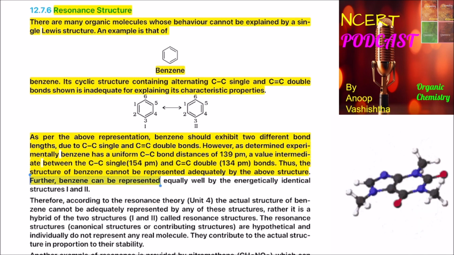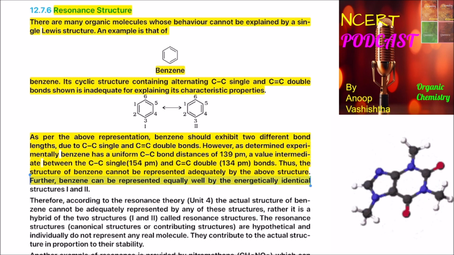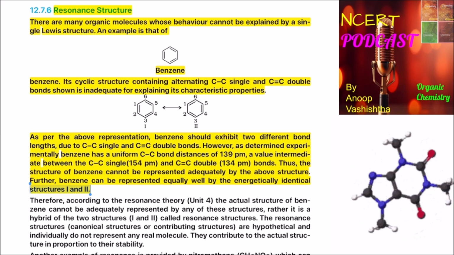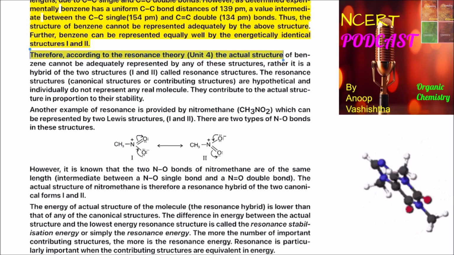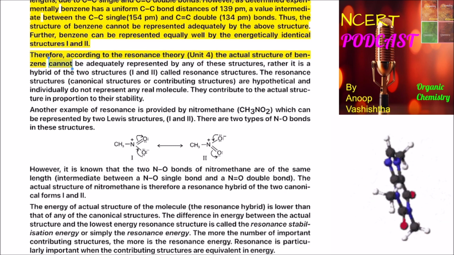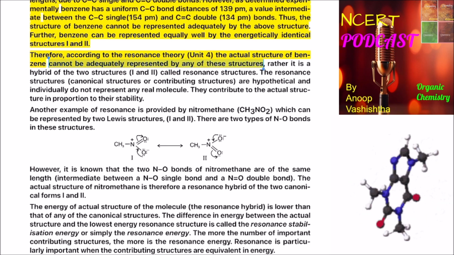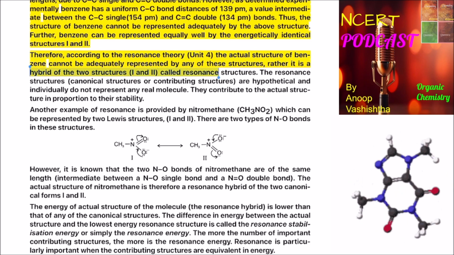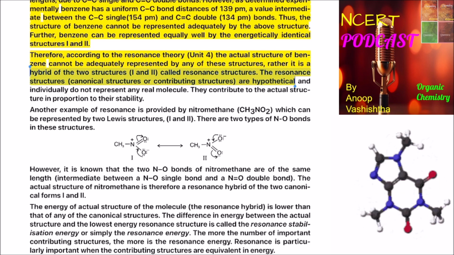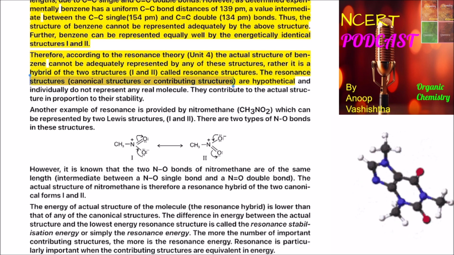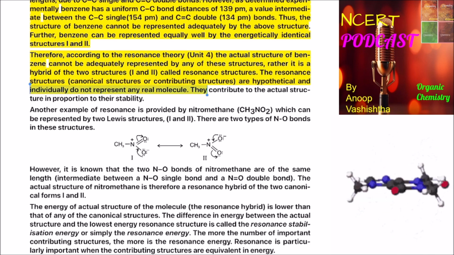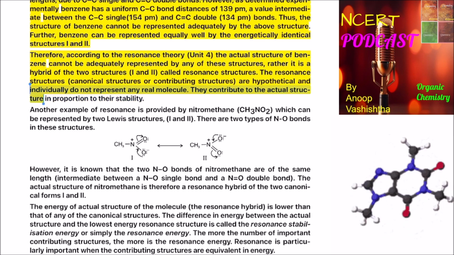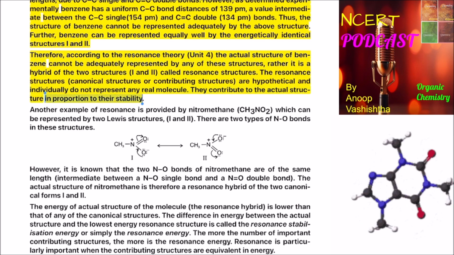Further, benzene can be represented equally well by the energetically identical structures 1 and 2. Therefore, according to the resonance theory, Unit 4, the actual structure of benzene cannot be adequately represented by any of these structures. Rather, it is a hybrid of the two structures 1 and 2 called resonance structures. The resonance structures, canonical structures or contributing structures are hypothetical and individually do not represent any real molecule. They contribute to the actual structure in proportion to their stability.